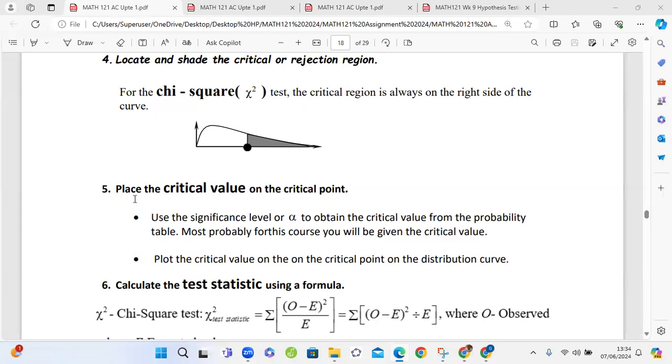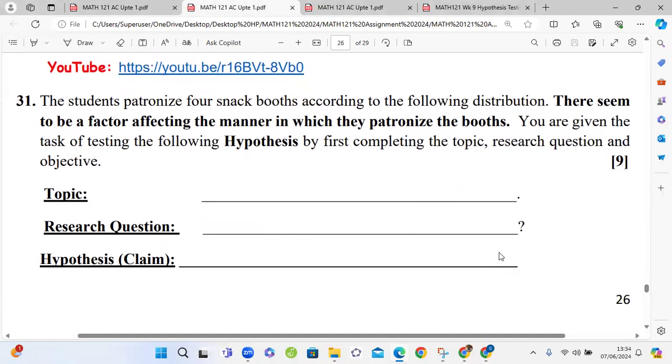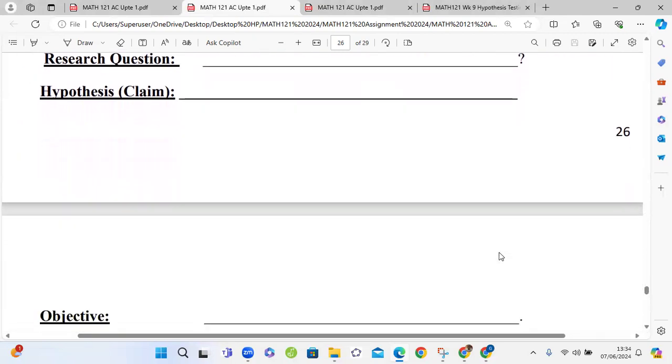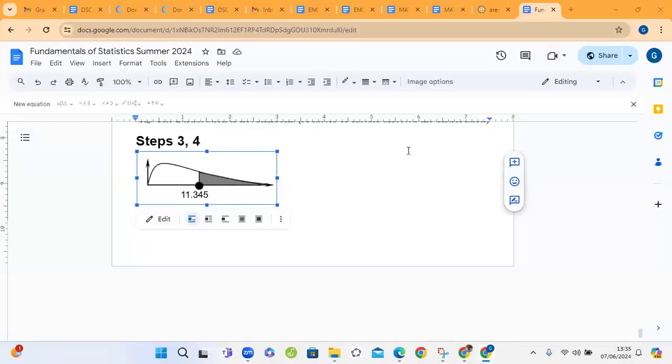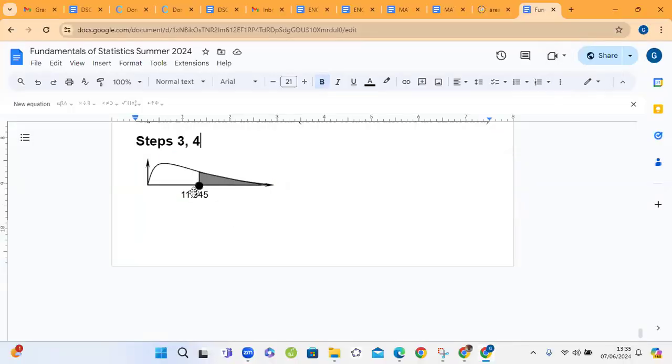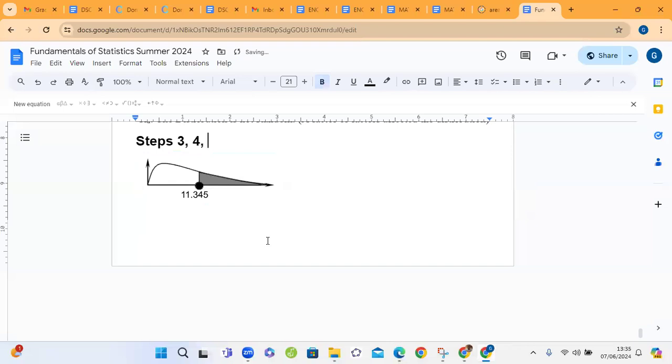Step number 5 says to place the critical value on the critical point. The critical value will be provided. The critical value here is 11.345. Here it is. So here is the critical value on the critical point. So now we move on to step number, well, actually that is 3, 4, and 5. We're moving on to step number 6.